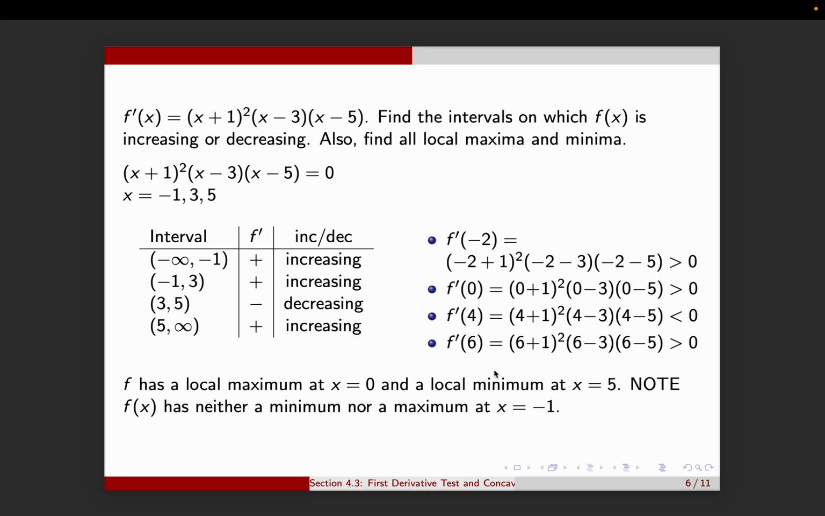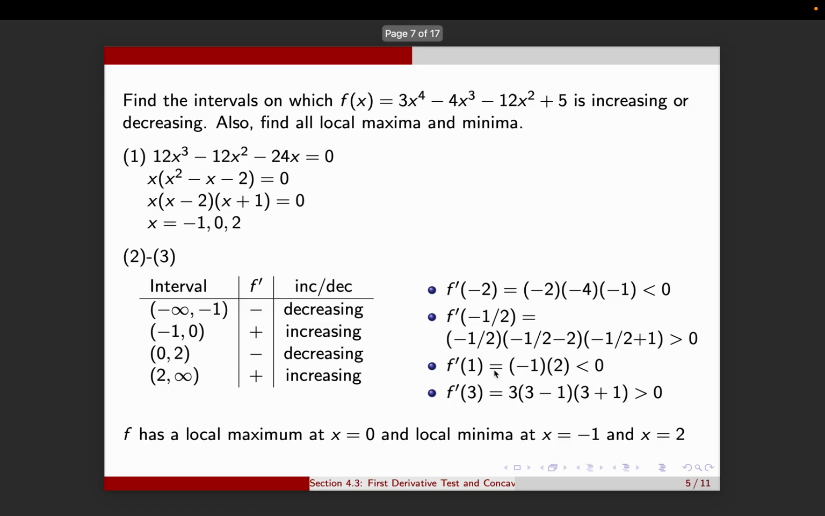So generally speaking, the homework is like this. Hey, here's a function. What are its maxes and mins? Where's it increasing or decreasing? You got to do this methodology.